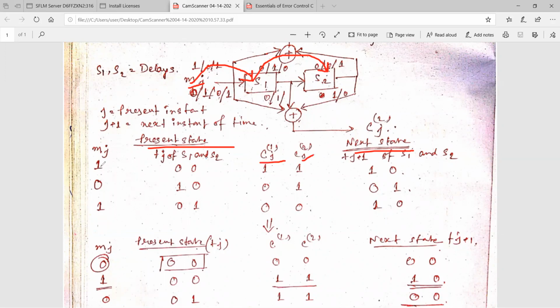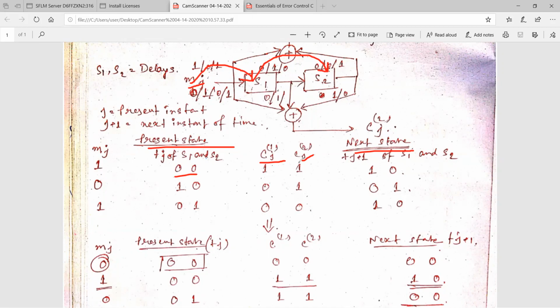First we are assuming that MJ, the message bit at J instant, is 1. I'm just assuming it to be 1; you can assume 0 also. If this is 1, then the present state is 0, 0. Why 0, 0? Because I'm assuming that S1 and S2, these two delays, are in the reset mode. So the present condition is 0, 0.